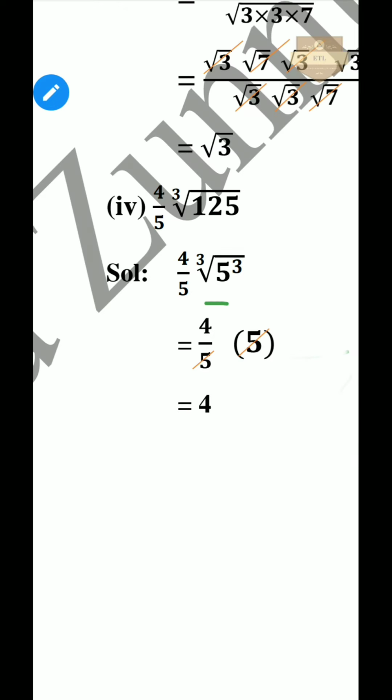Next, in part number 4, we have 4 over 5 cube root of 125. 125 can be written as 5 to the power 3. So this power will be cancelled with the cube root, and we have 4 by 5 into 5. Now cancelling the 5, we have 4, which is our answer.